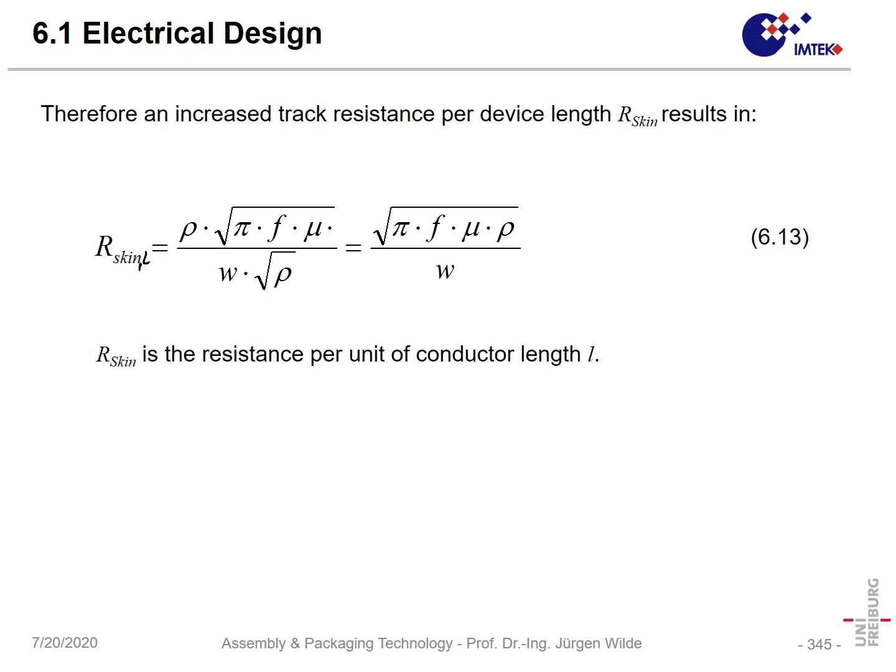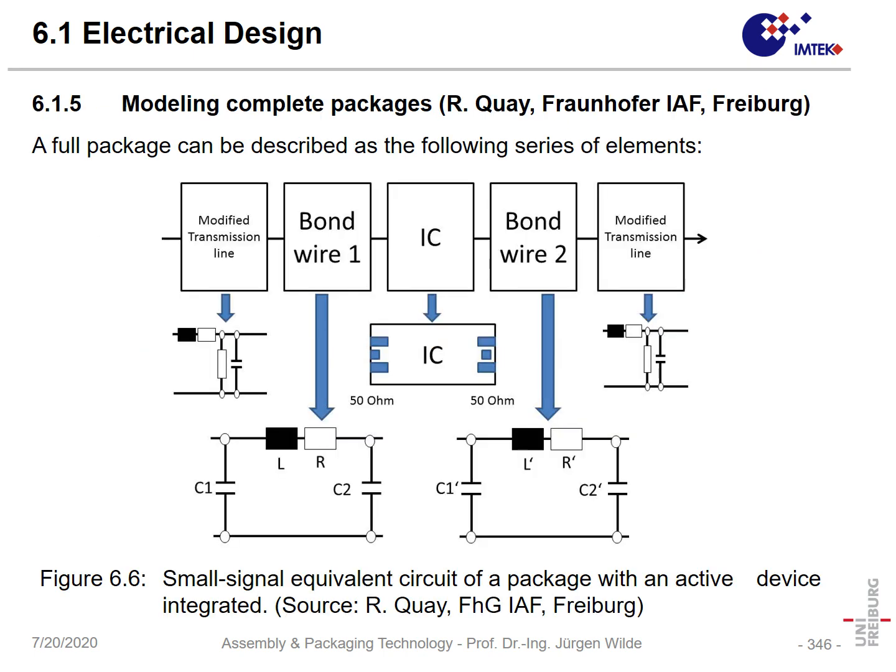Okay, so we have seen the principal effects of assembly and packaging on the electrical behavior, and we must say we have three physical phenomena. One is resistance, the second is capacitance, and the third is inductance, which all can have an effect on the strength and the speed of signals in our assemblies.